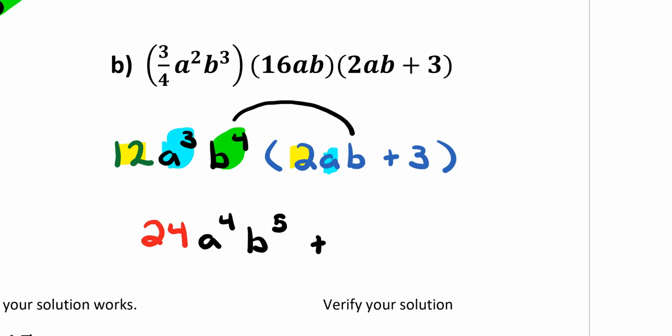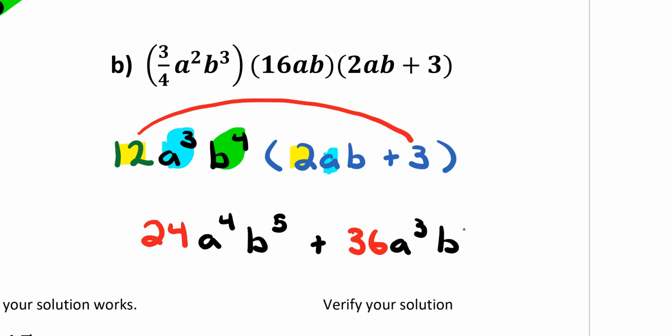There's a plus sign there. And then finally, I just multiply this 12 with that 3, right? So number times the numbers with the numbers. So 12 times 3 is going to be 36. And then we just tag along the a cubed and b to the power of 4.